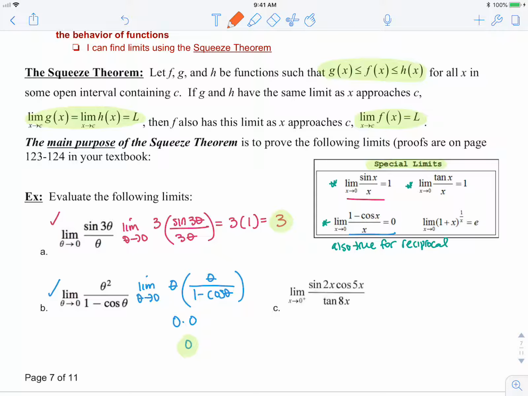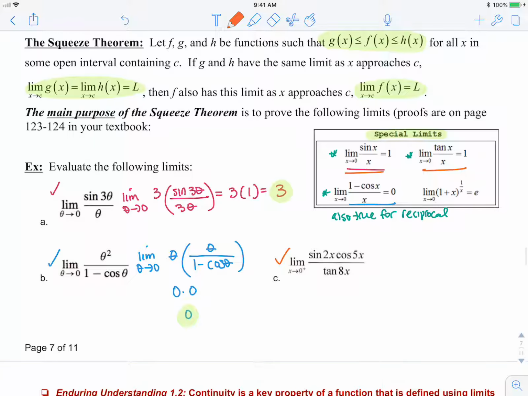Now part C, it's actually connecting to two limits, this one and tangent. So the first thing I want to do here is manipulate it some so that it looks more like these special limits. So I'll multiply by 2x over 2x here for sine. Cosine can stay the same because I can do direct substitution. But on my denominator, I'll multiply by 8x over 8x to create my tangent limit.